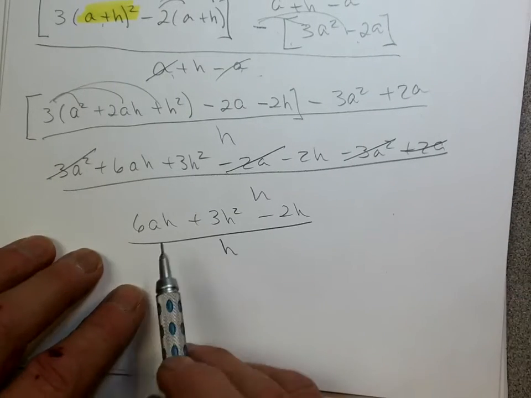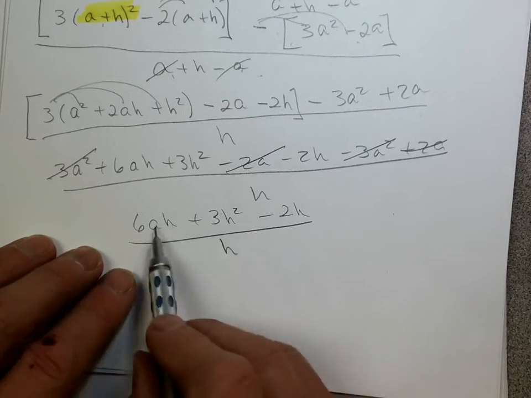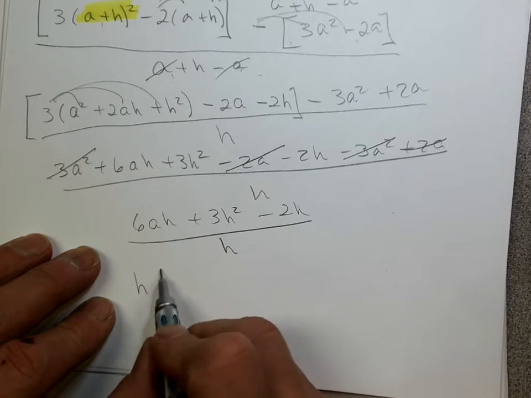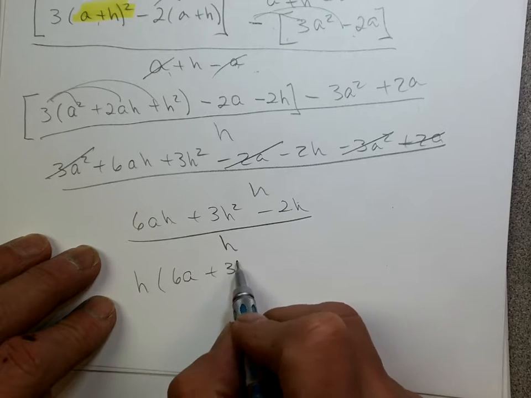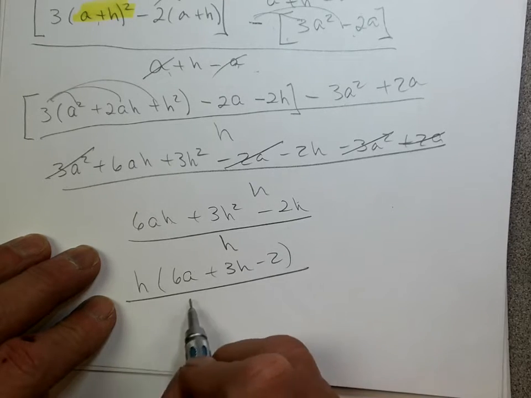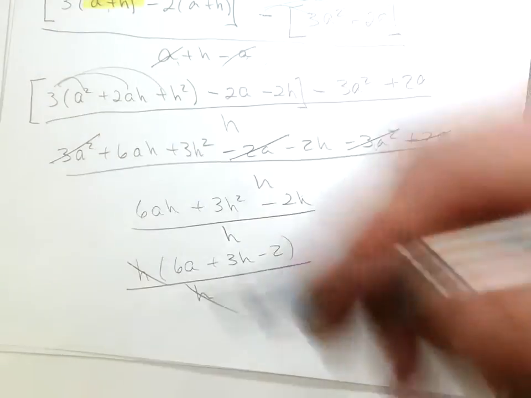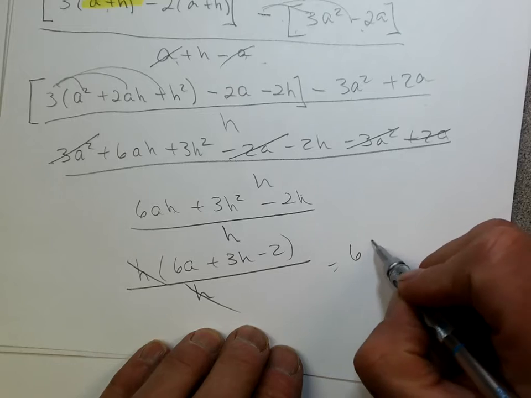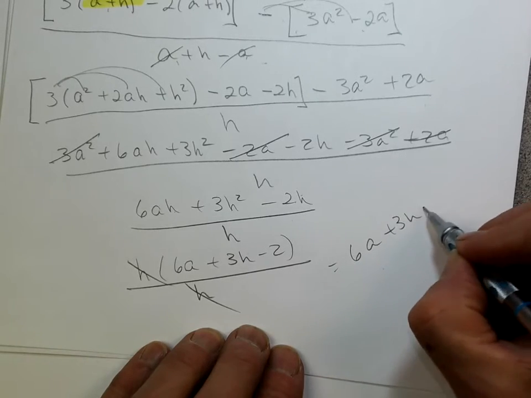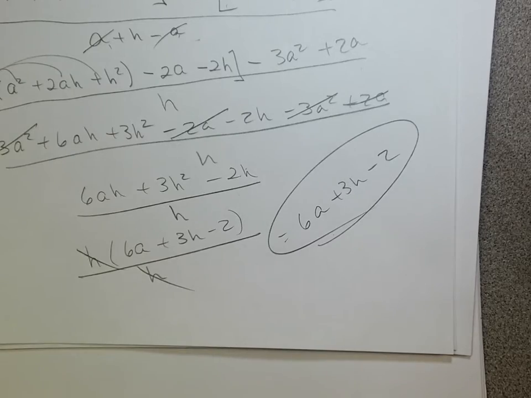I'm going to common factor out an h so I think I can cancel the h's, okay? I'm going to take out an h so I can cancel the h's. So I have an h times a 6a plus a 3h minus 2 all over h, right? And then just cancel the h's. What I'm left with is the answer. So what is this ugly answer? It is a 6a plus a 3h minus 2. Newton would be very proud of you, okay?